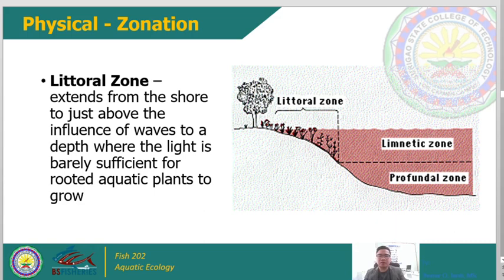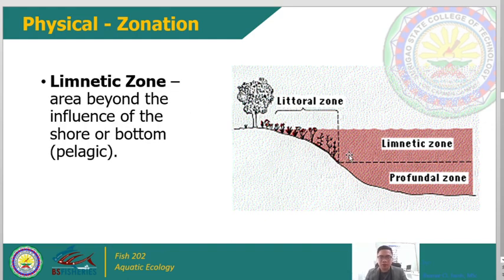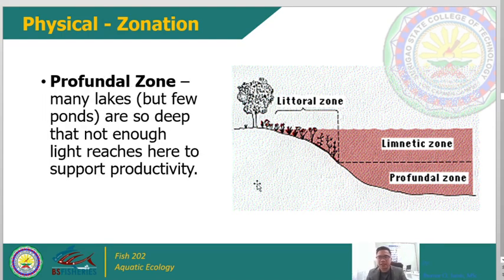Now, here we have, again, the littoral zone extends from the shore to just above the influence of the wave to a depth where light is barely sufficient for rooted aquatic plants to grow. So again, as I have said, littoral zone katong areas nga naa lay plants nga mo grow. Ang beyond anang area at the same depth, limnetic zone na siya. Okay? So limnetic zone is again area beyond the influence of the shore bottom or pelagic. Okay? So kini siya nga area beyond the influence of the shore or bottom. So kini ang limnetic.